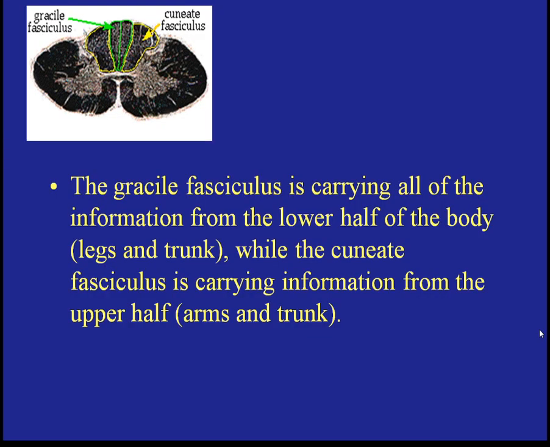The gracilis funiculus, Gall, is carrying all the information from the lower half of the body, legs and trunk, while the cuneate funiculus, Burdach, is carrying information from the upper half, arms and trunk.